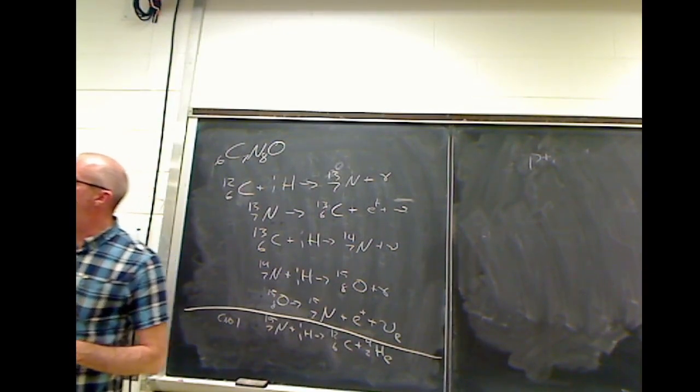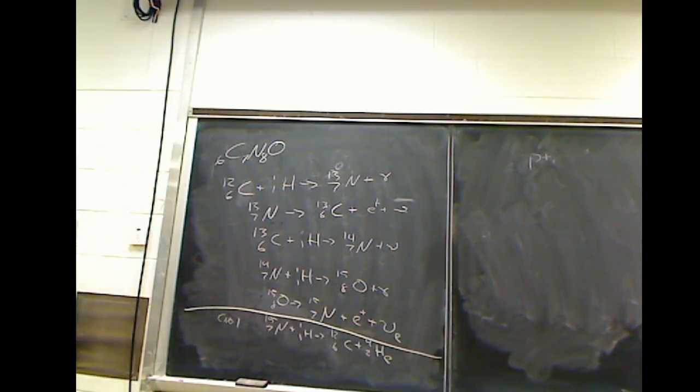All right, and let's see. If you write this like a power law, then you can say that epsilon CNO goes like density times temperature to the almost 20. And then there's some factors of X and stuff in there.